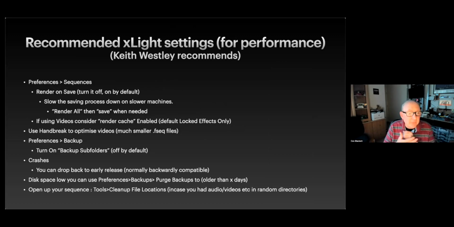Right, so these are recommendations. They're not my real recommendations. These are from Nick and Keith Wesley off the net. But in xLights itself, set some preferences to run. If you go into preferences, sequences, turn off render on save, because it's turned on by default and it just slows things down. You don't really need it, because every time you're going to do something, you're going to save it anyhow. Particularly if you've got a slow machine.